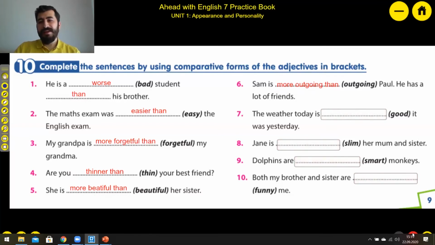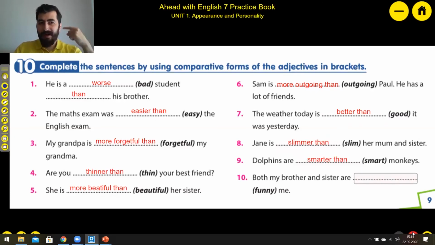The weather today is good. Remember good. This is what? Yes, we say better. The weather today is better than it was yesterday. We compare today and yesterday about weather. Jane is slimmer than her mom and sister. Dolphins are smarter than monkeys. Smart, clever. Both my brother and sister are funnier than me.